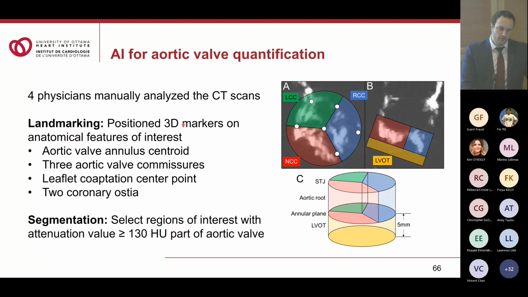In order to train the algorithm, we had to annotate the images, and we had 4 physicians who used our software to do that. And the task was twofold. So first, a landmarking. They placed position markers within the valve on the commissures, as well as the center of the valve and the coronary vessels. And really, the reason we wanted to have this data annotated is because the distribution of calcium has been linked to outcomes, especially in TAVI, as we saw earlier on. So we wanted to have that data available during our analysis. And then in terms of segmentation, we did this using the tool that I demonstrated earlier.